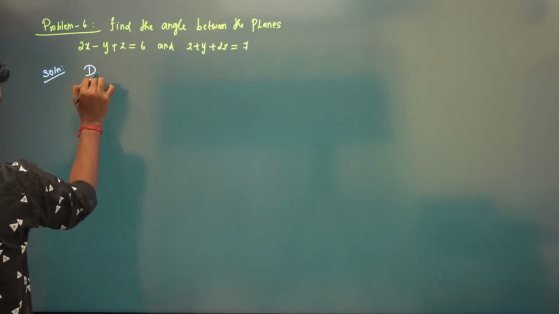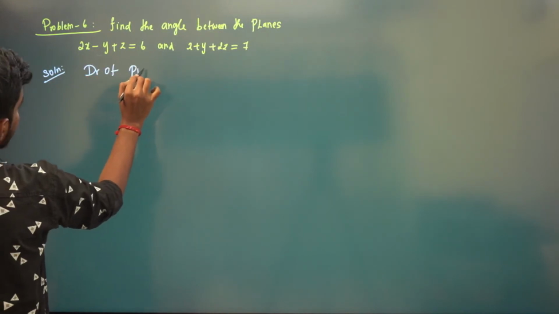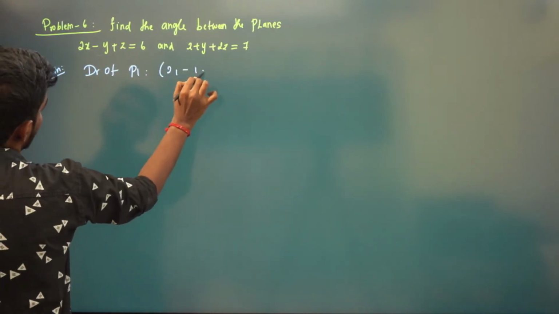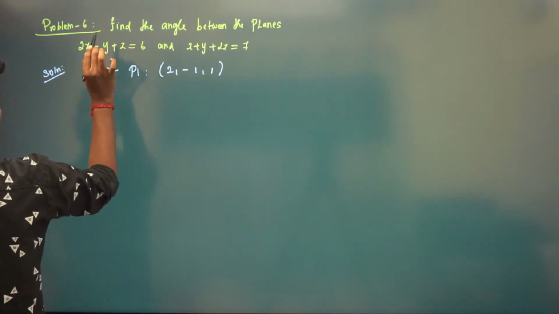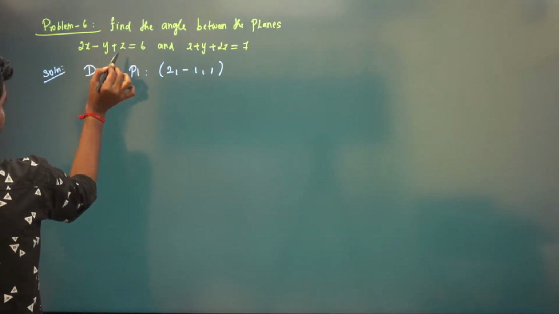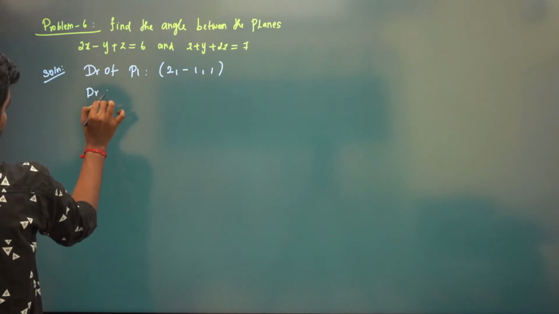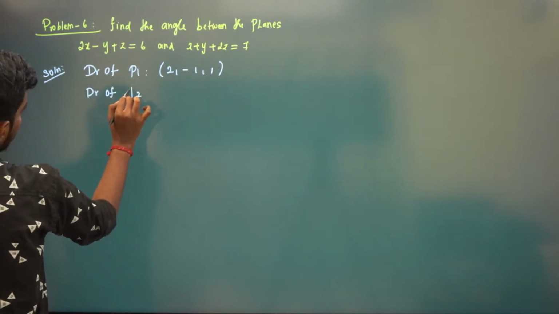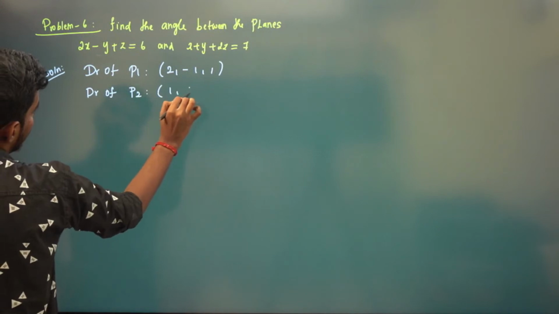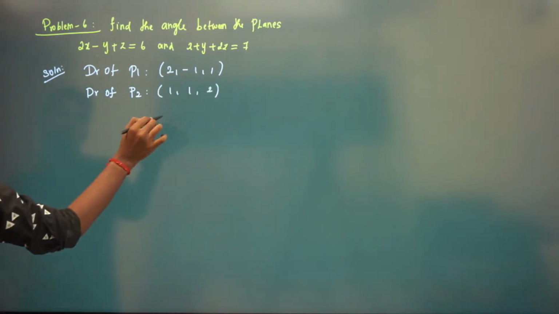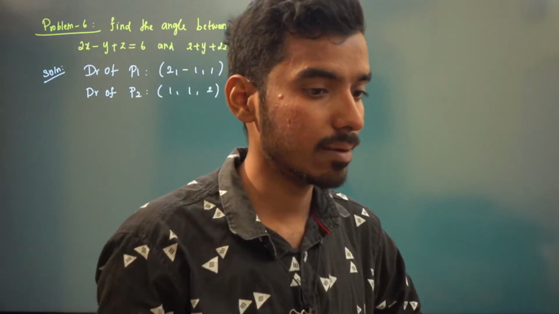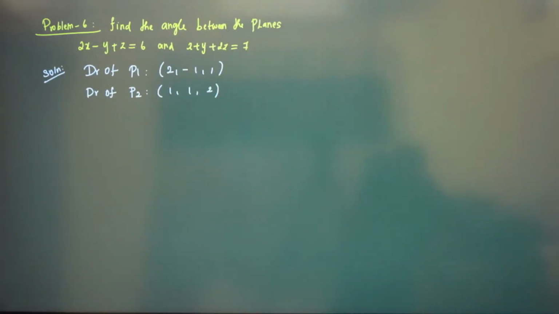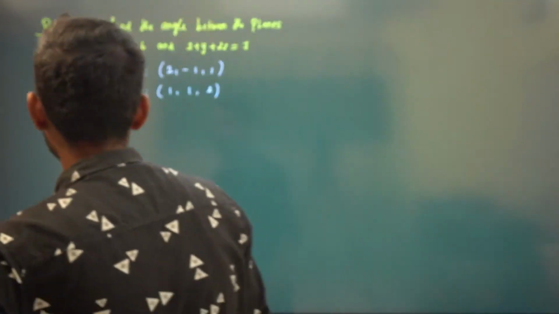What is the direction ratio of the first plane? 2 comma minus 1 comma 1, right? Ax plus by plus cz plus d. Don't care about d. ABC. And what is the direction ratio of the second plane? 1 comma 1 comma 2. So you know the direction ratio of both, and that is the direction ratio of the normal, right? You know the direction ratio of both the normals. So find the angle between them.